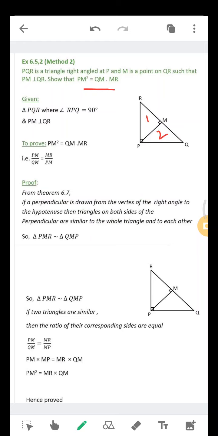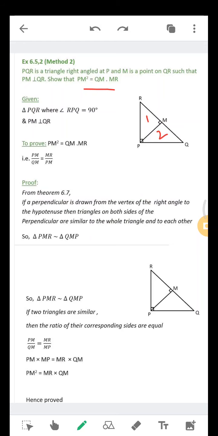Triangle PQR, where angle RPQ is a right angle. Clearly you can see here in the figure it's a right angle, and PM is perpendicular to QR. So in total, how many right angles do we have in this figure? 3 right angles. Okay, this is 1, 2 and 3. There are 3 right angles in this triangle. So we are going to do the same thing like we did in the last session.